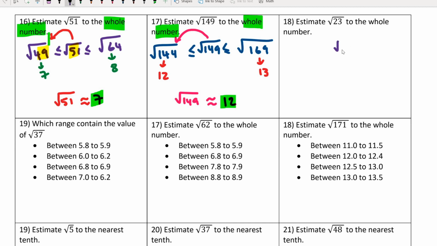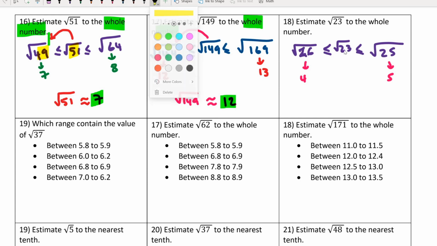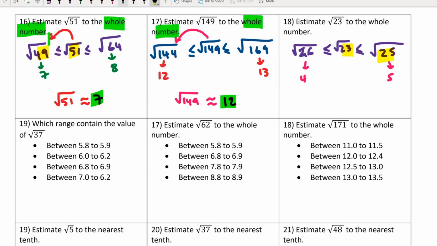Okay, square root of 23. It's in between two perfect square numbers. Sorry, I know 25 is one of them, and the other will be 16. Square root of 16 is 4, and square root of 25 is 5. 23 is closer to 25, so we're going to round up.